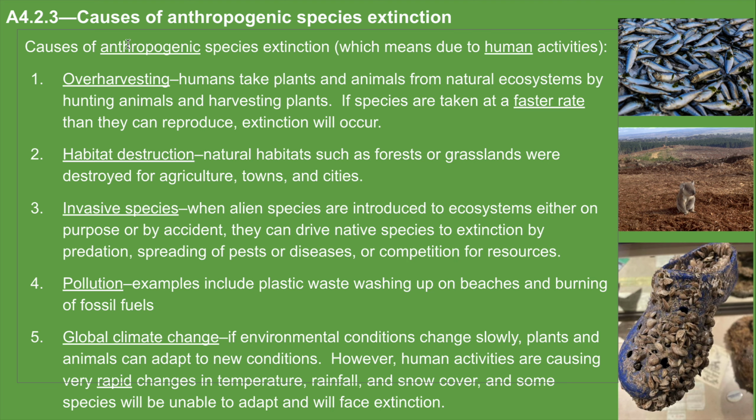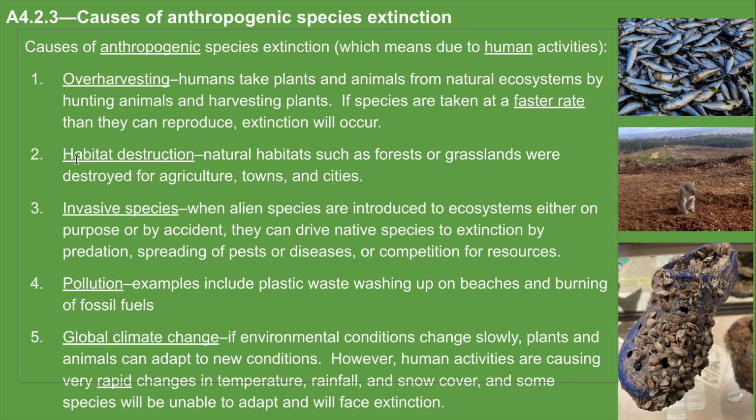This is the anthropogenic species extinction. Anthropo refers to human and genic means origin. So due to human activities, we are losing species. They are going extinct. Here are some reasons. Number 1, overharvesting. Humans take plants and animals from natural ecosystems by hunting animals and harvesting plants. That's normal and natural. But if species are taken at a faster rate than they can reproduce, then extinction will occur.